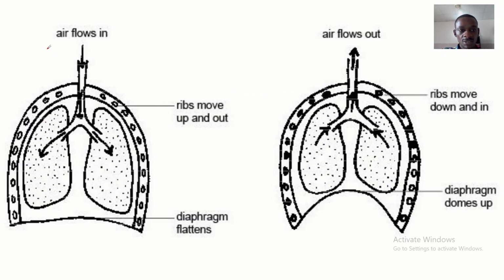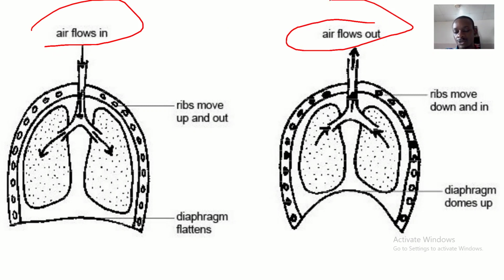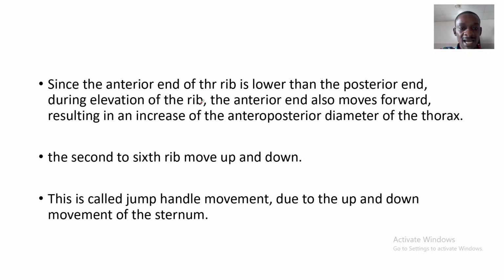Air flows in, inspiration, air flows out. It's basically what we are trying to talk about here. Since the anterior end of the rib is lower than the posterior end, during elevation of the rib, the anterior end also moves forward, resulting in increase of the anterior-posterior diameter of the thorax. That's the diameter from the anterior to the posterior. It will be increased because you are inhaling air, your chest cavity is becoming larger.